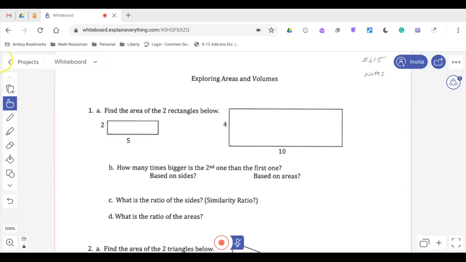Welcome back, Math 2. Today we're going to look at the relationship between the scale factor of sides and perimeters to areas. Okay, so let's just jump in and see if we can find the connection.